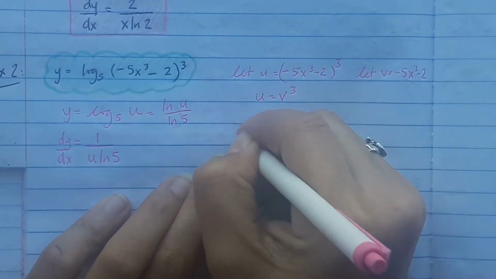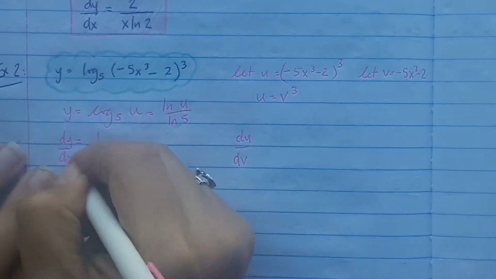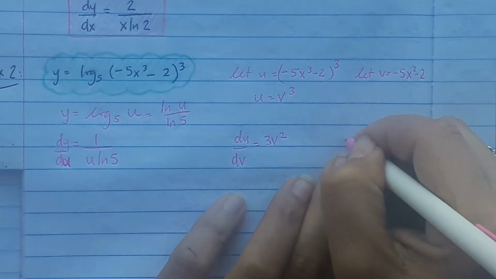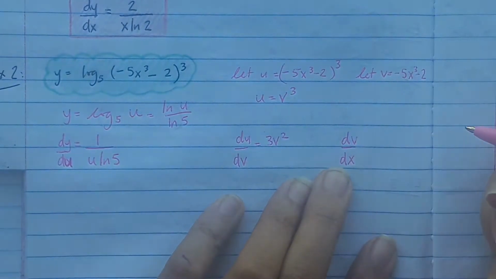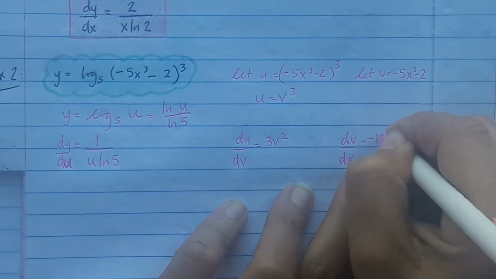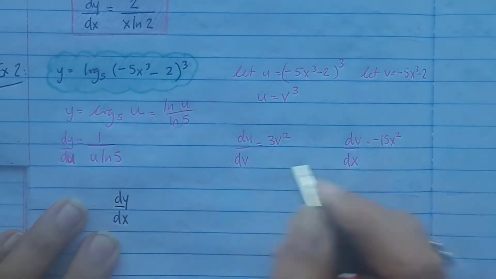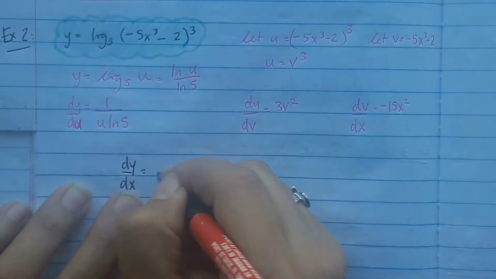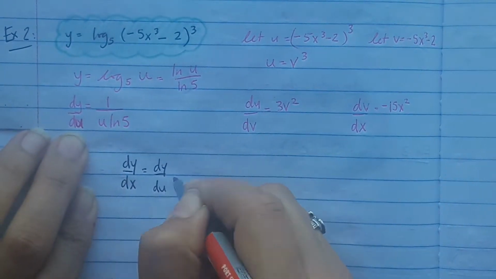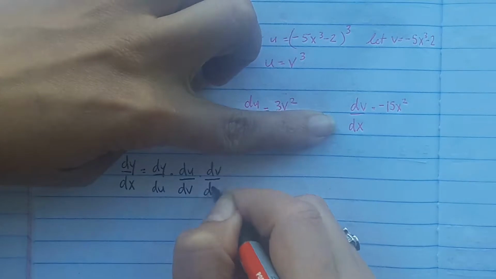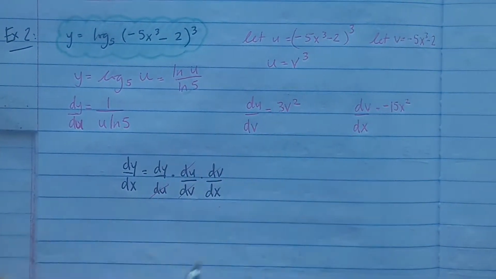Alright, taking this with respect to v, I'm going to get 3v squared. Taking this with respect to x, I'm going to get negative 15x squared, and then negative 2 is going to be 0. So dy/dx equals dy/du, and then du has to be on top, du/dv, then dv has to be on top, dv/dx.